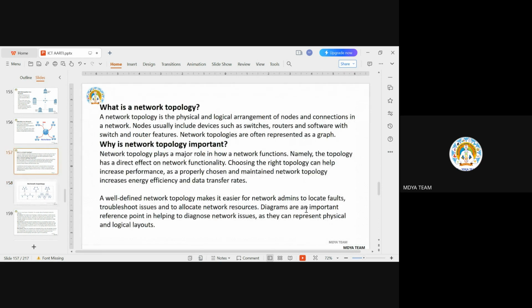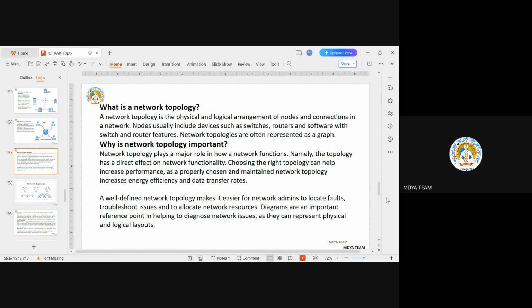A network topology is the physical and logical arrangement of the nodes and connections in a network. Nodes, as I told you yesterday, are the PCs. We can also call them terminals; we can give this name to our PC or any device. Node, PC, terminal. A host is the one giving the information, which is different, but for node and terminal we use the word for the PC or any device.